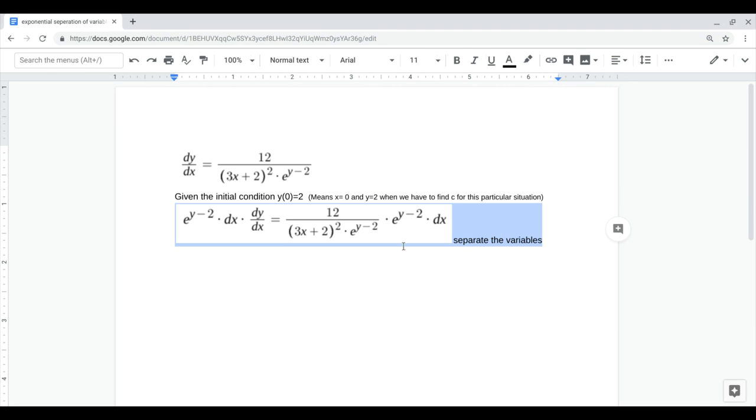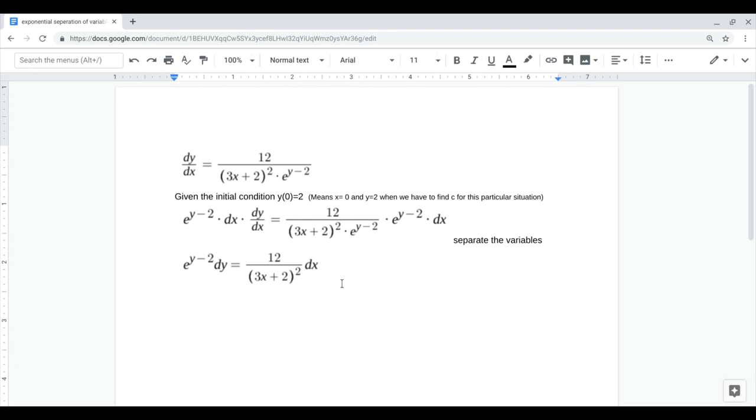We're going to separate the variables. So we want to get the y's on one side and the x's on one side. We multiply by e to the (y - 2) on both sides, and we multiply by dx on both sides. So we can then have the variables separated. We are then left with e to the (y - 2) dy is equal to 12 divided by the quantity (3x + 2) squared dx.